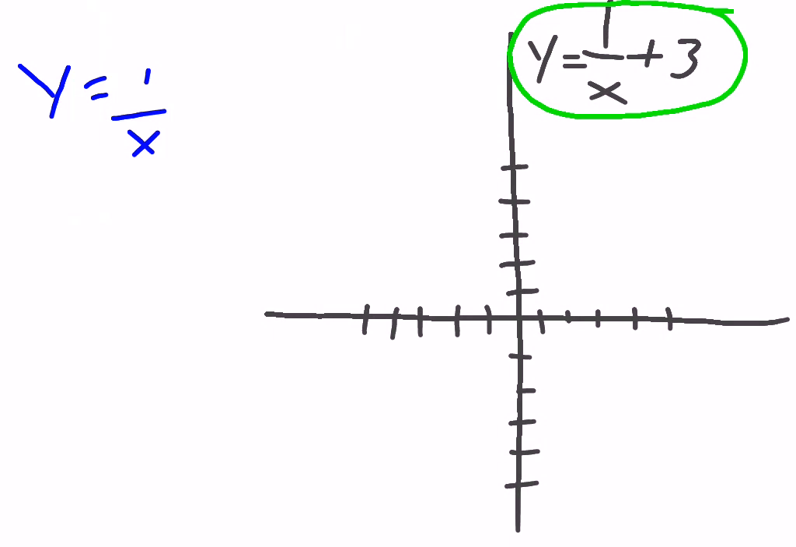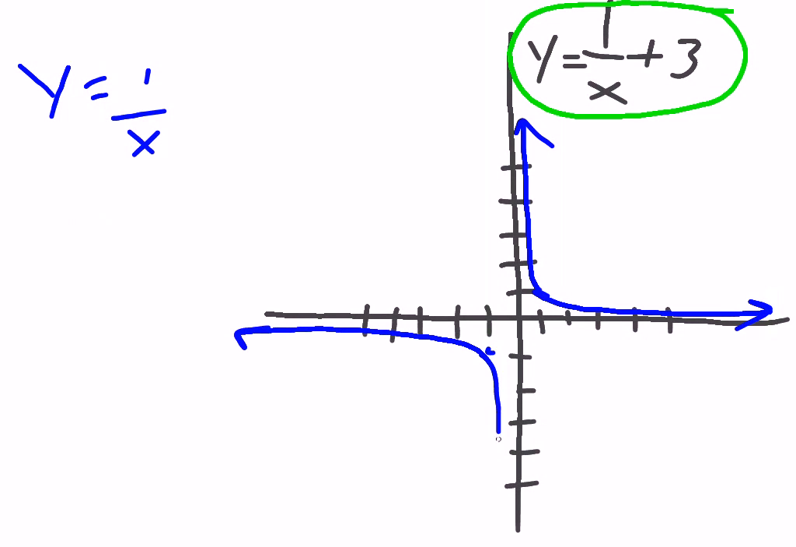Well, we know that we have a point right here, and we know that our asymptotes are approaching the axes. So there's an asymptote going like this, approaching the y-axis and the x-axis, and same down here. This is our parent function, okay? So we need to transform the parent function.